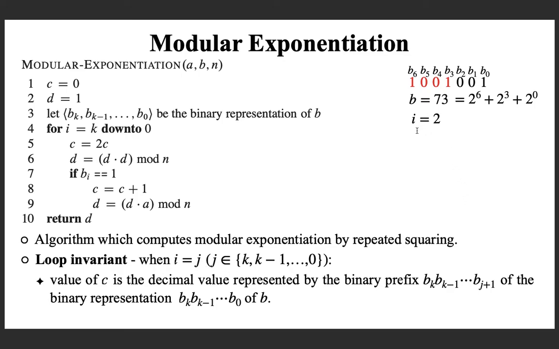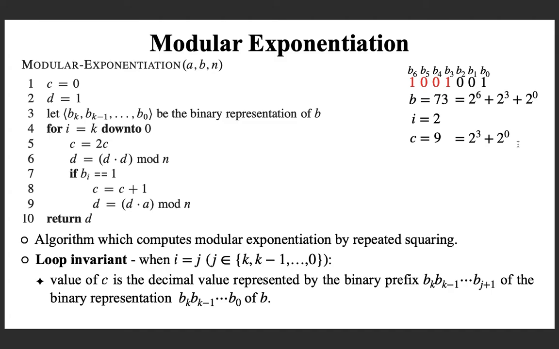Now we are taking the value of i or value of j as 2. So 2 is here. Before 2, what is this prefix? It is 1001. So in this case, we are claiming that c must be 9, which is this binary value, which is 2 to the power 0 plus 2 to the power 3. So if it starts here, it is the 0th position, first position, second, third. Okay, this is what the first part of the loop invariant is claiming.